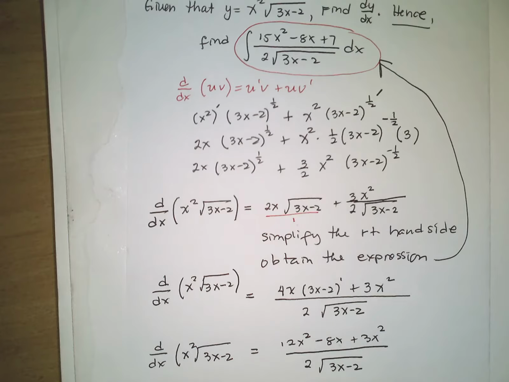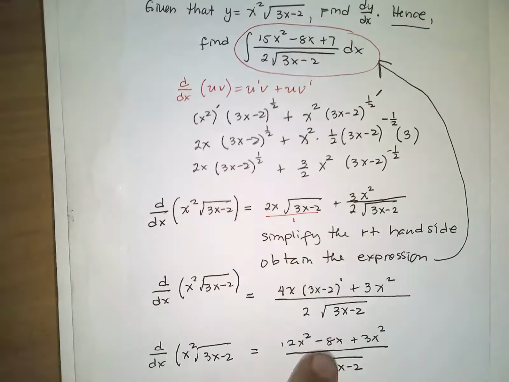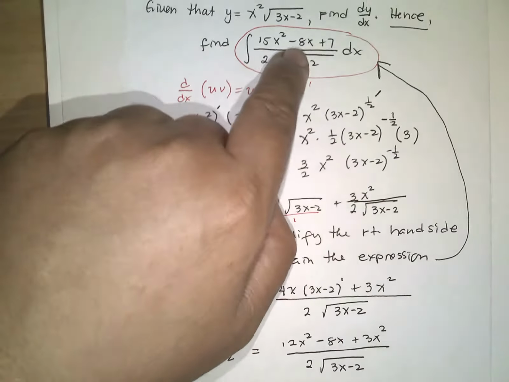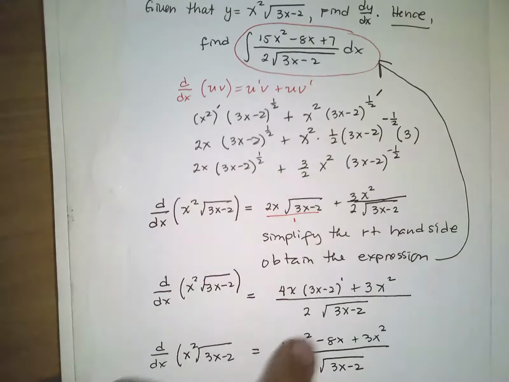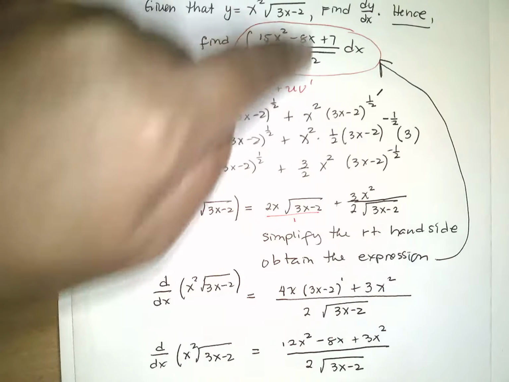Alright, so we're almost there actually. As you can see, 12x squared minus 8x plus 3x squared. When we add these two, it will give us 15x squared, which is this term. The negative 8x is that term there. So basically, this expression is equal to this expression here.